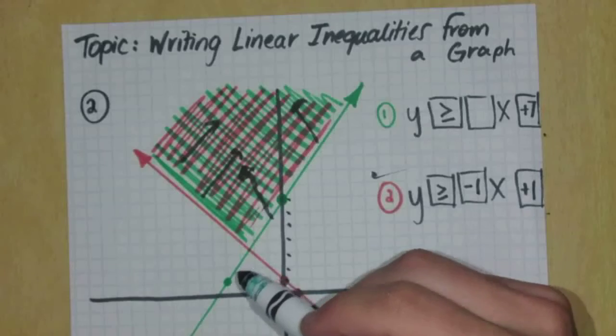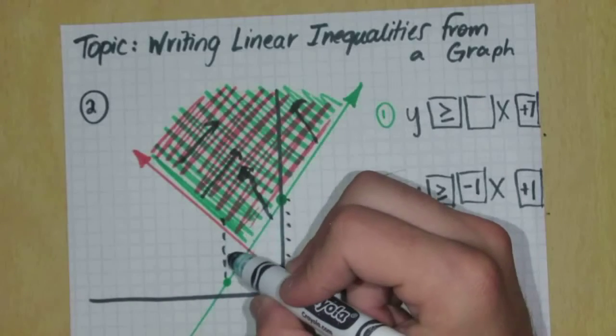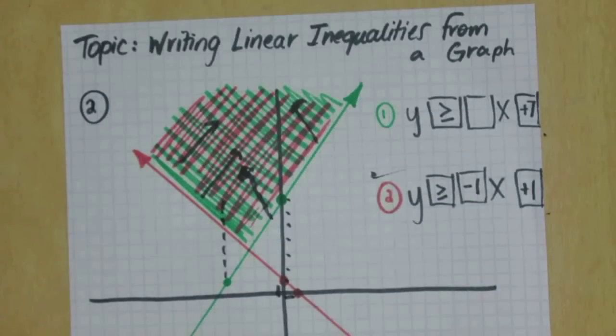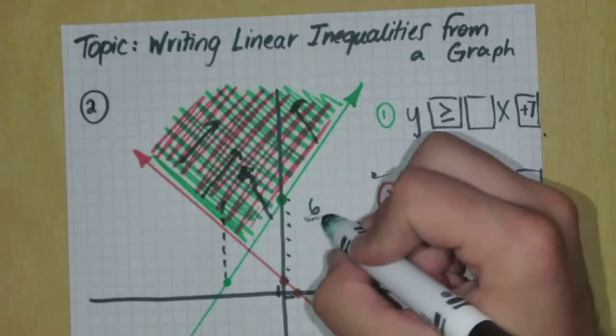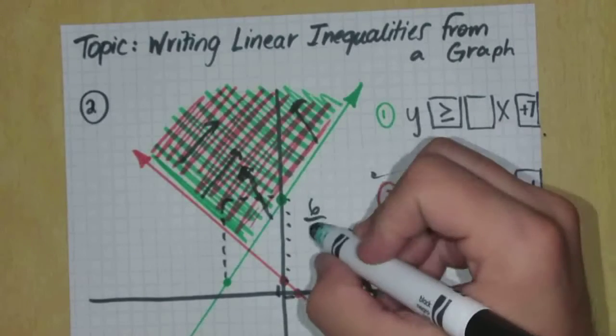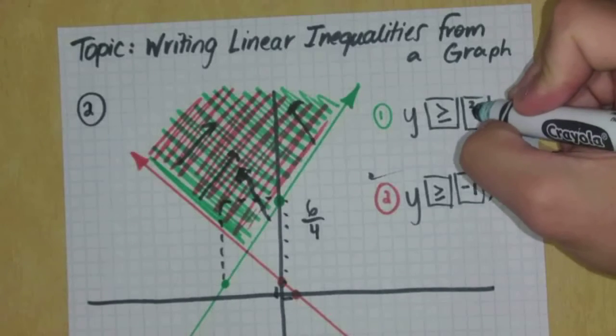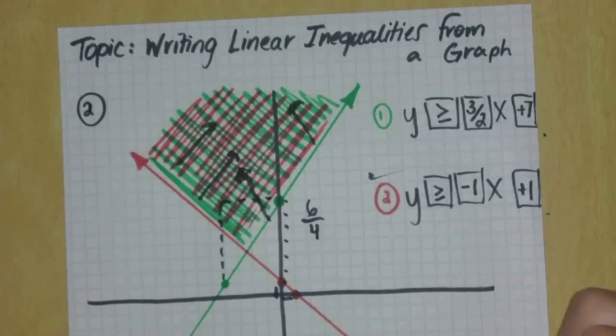The green line, I actually go up 1, 2, 3, 4, 5, 6 values. And to the right, so this is a positive line, 1, 2, 3, 4. But we should always reduce our slopes. 6/4 is the same thing as 3/2.